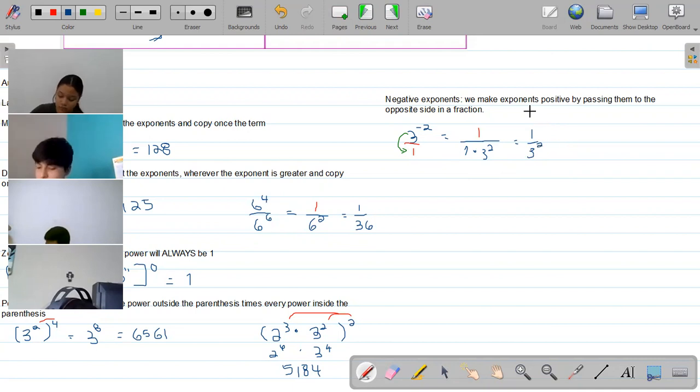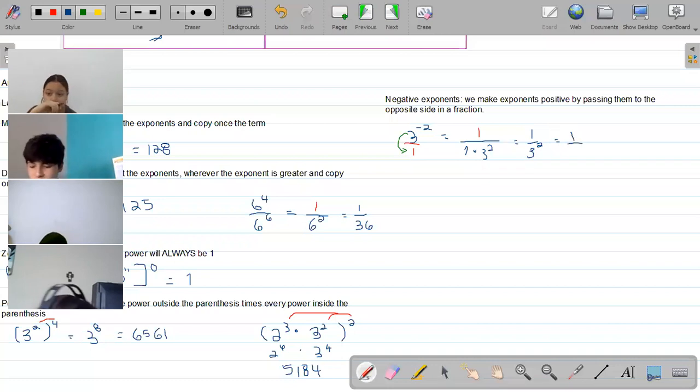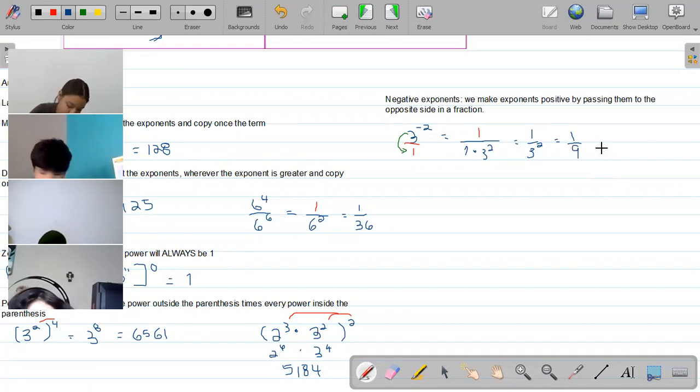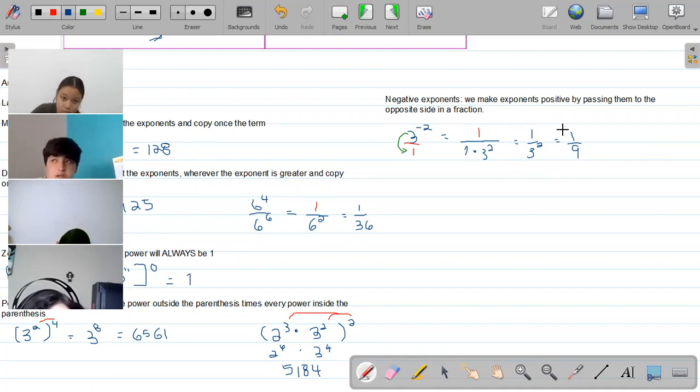And this is the exponential form. The extended form is going to be 1 over 9. Because 3 to the square is 3 times 3. And it's 9. It's not 3 times 2. It's 3 times 3. And this is how we make it positive, okay? This is exponential. This is extended. I will be asking you which way I want you to do it, okay?